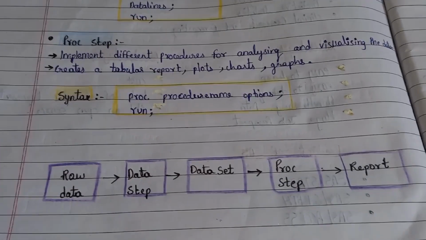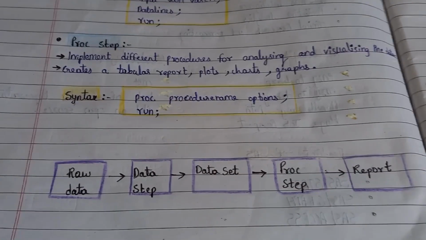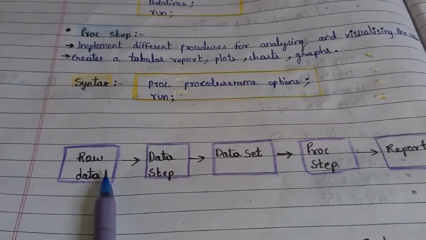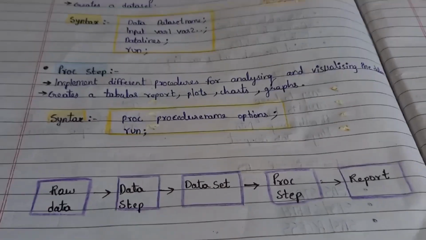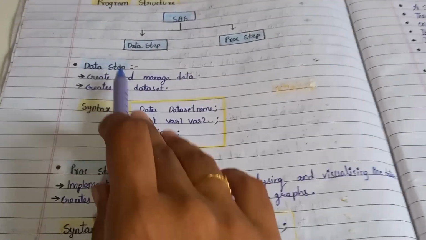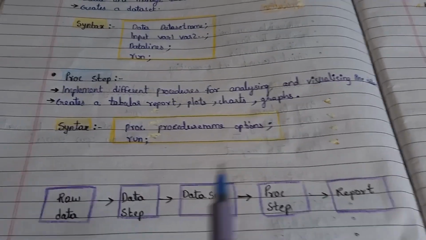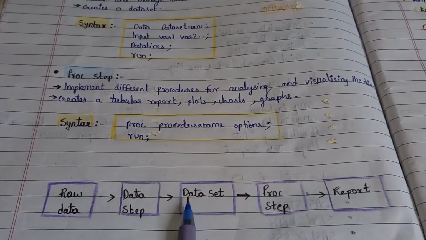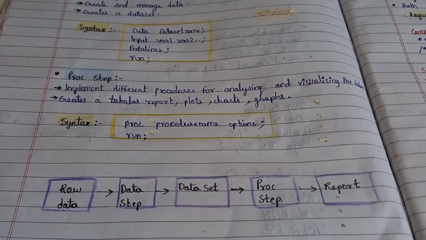Next is the raw data. In SAS we have raw data, which is not defined with columns and rows. So for that raw data we write a data step. The data step is this one. As I said, the data step creates a data set. Is it clear? After the data step, we'll write the proc step. After the data set we'll write the proc step, and lastly we'll get a report.